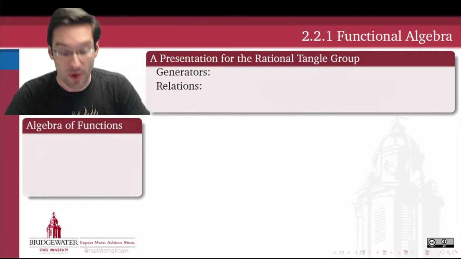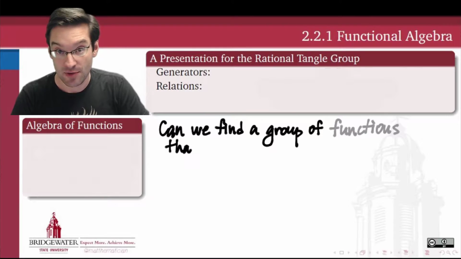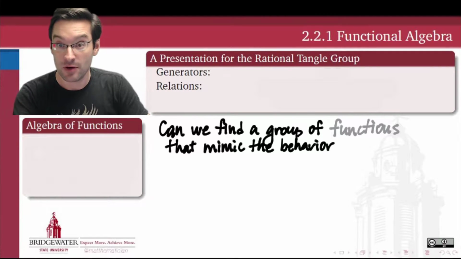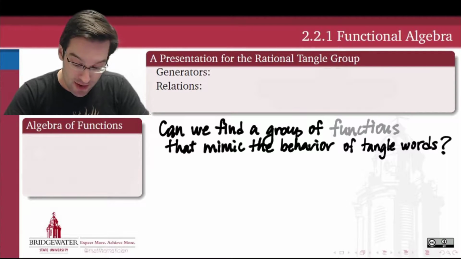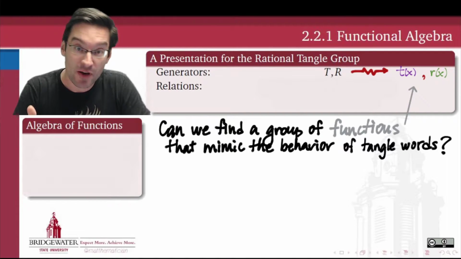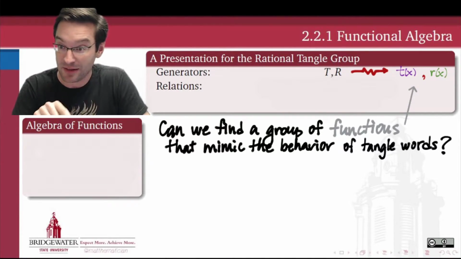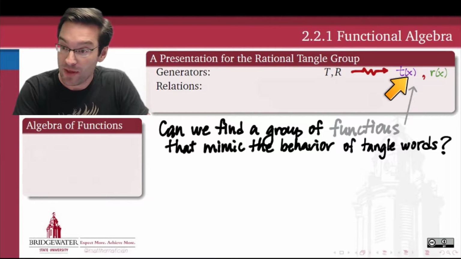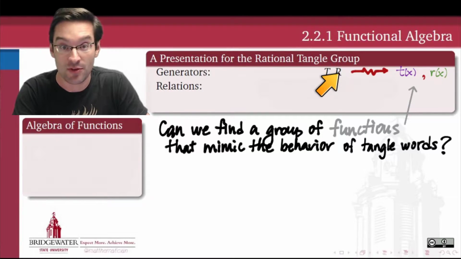So first and foremost, the question is, can we find a group of functions that can mimic the behavior of the elements in the rational tangle group, tangle words? Let's unpack that question just a little bit. First of all, when I say functions, I really do mean functions in the sense of high school algebra. Functions that we're going to call little t and little r, that we're going to hope their interactions can capture the behavior in algebra of the rational tangle word generators, capital T and capital R, the twist and the rotation.